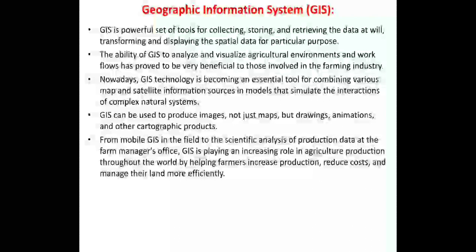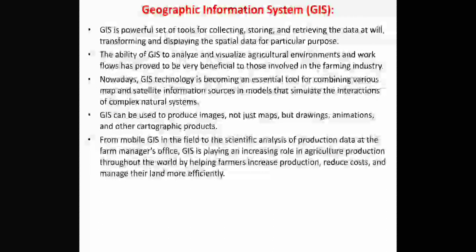GIS is a powerful tool for collecting, storing, retrieving data at will, transforming and displaying spatial information for a particular purpose. This is the main use of GIS. Then, the ability of GIS is to analyze and visualize agriculture, environment, and workflows, which is beneficial to the farming industry. Nowadays GIS technology is an essential tool for combining various maps as well as satellite information sources, which interact with complex natural systems.